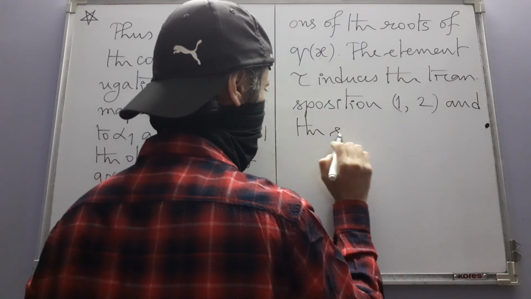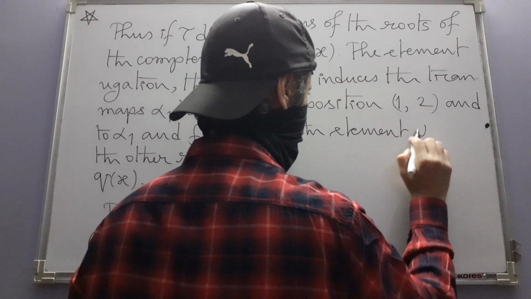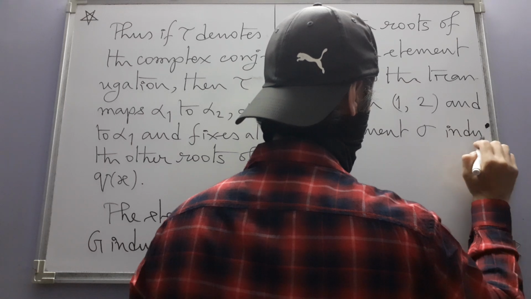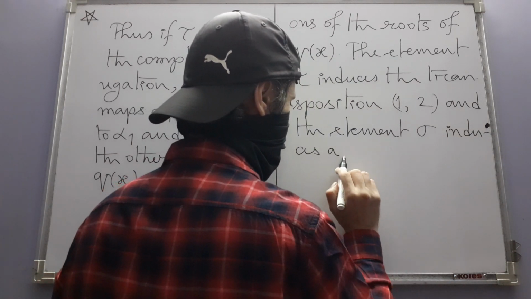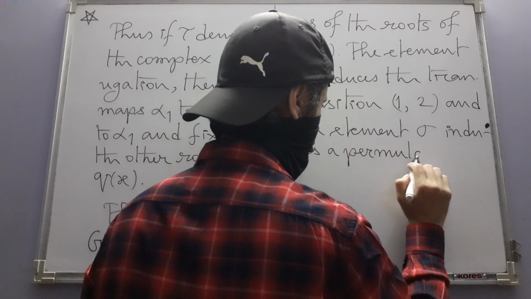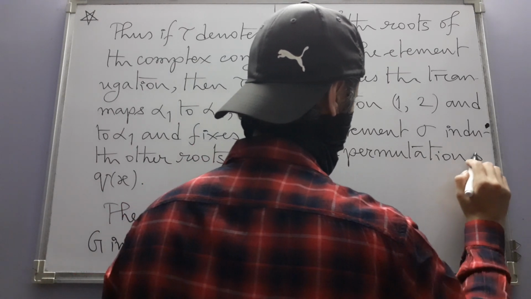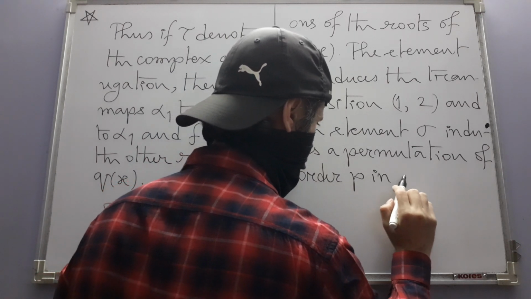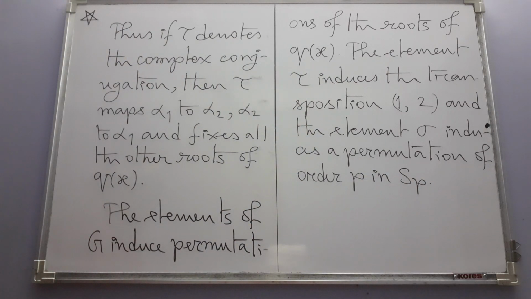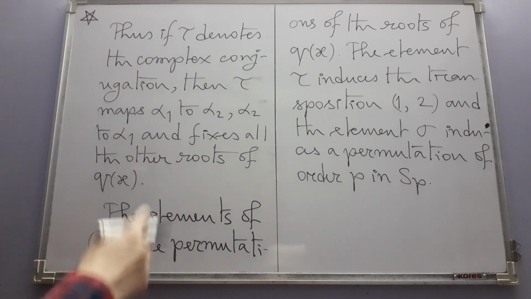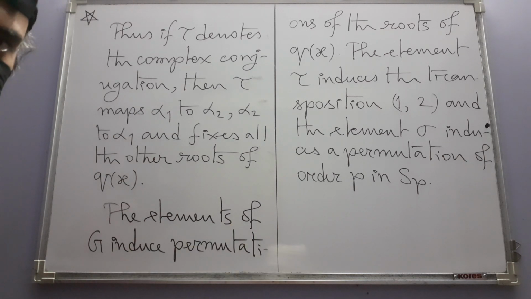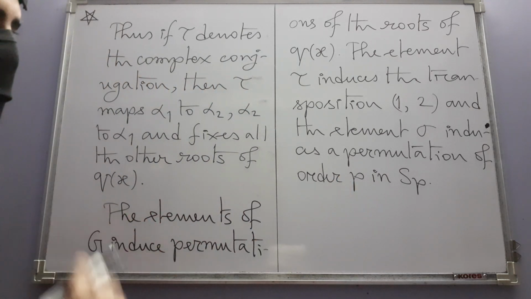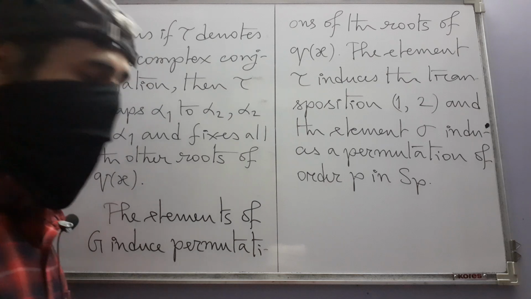And the element sigma, because it originally has order p in G, induces accordingly a permutation of order p again in the symmetric group of degree p, S_p, because there are p roots, so if we are talking about their permutation, then essentially we are talking about S_p. But the only elements of order p in S_p are the p-cycles. Keep in mind p is a prime, okay?